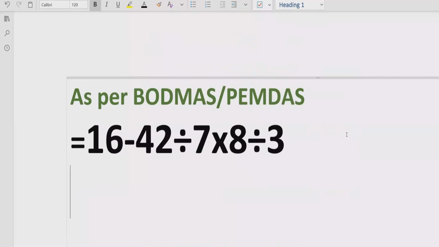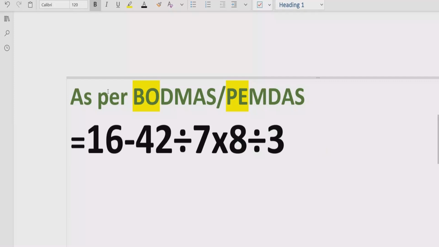According to the BODMAS and PEMDAS rule, first of all, we have to solve the bracket. But in our expression, we do not have any bracket, or you can say parenthesis. So we have to go to the next step. And here we have the exponent part, the order of operation. So now we have to solve this part. But in this expression, we do not have any number which has a power. So we can skip this step.